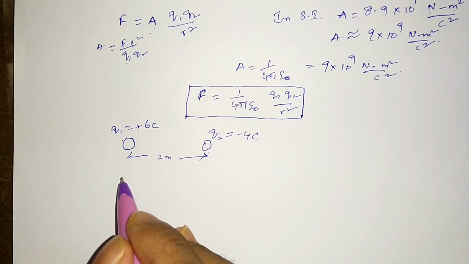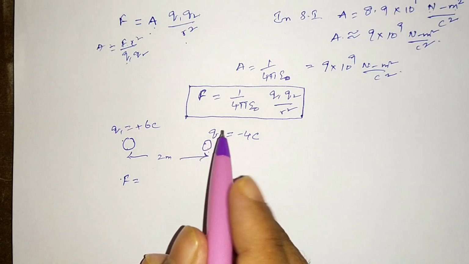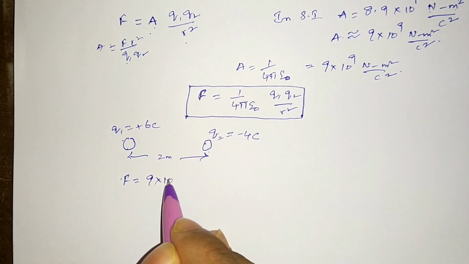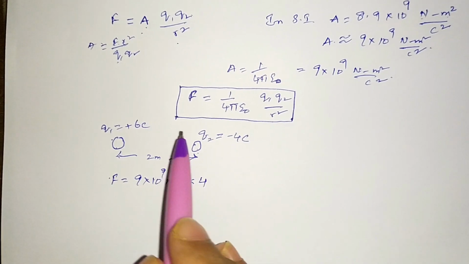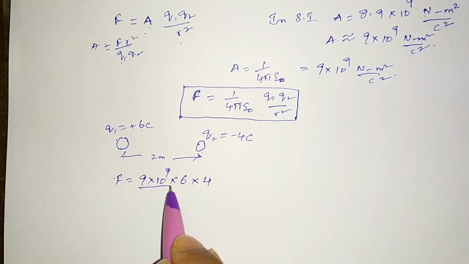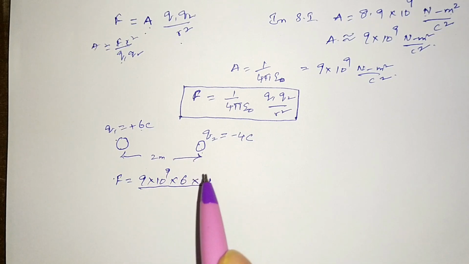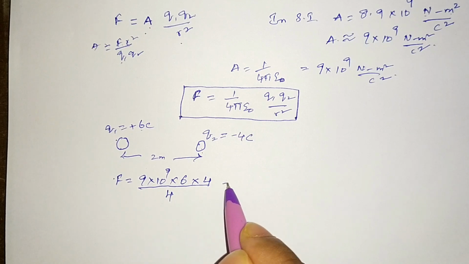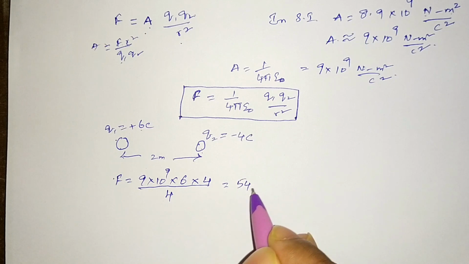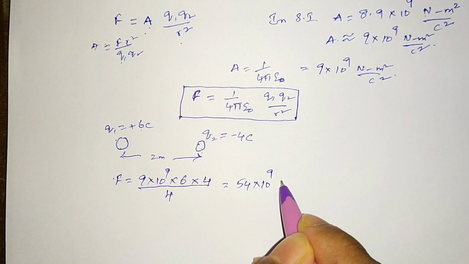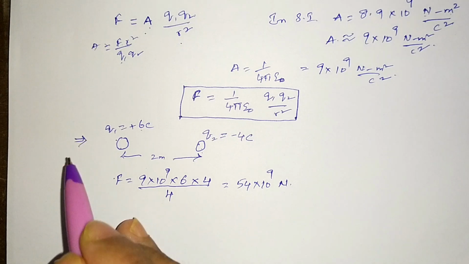So how to calculate the magnitude? We will be using this equation. F is equal to 1 by 4 pi epsilon naught q1 q2 by r square. So the value of 1 by 4 pi epsilon naught is 9 into 10 power 9, into 6 into 4. I will be taking only the magnitude of the charges, 6 and 4. No need to take the sign, because we know the sign indicates whether it is attractive or repulsive. 2 square, it is 4. So if we simplify this, how much are you getting now? It is 54 into 10 power 9 Newton, the magnitude of the electrostatic force acting in this example.